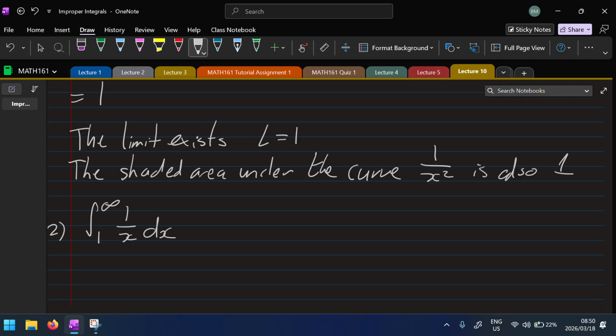So again, we can draw a picture of this. So 1 over x looks something like that. And we're going from x equals 1 all the way to infinity. So the area we're looking for is this part over here. And again, we're asking, is the shaded area finite or infinite?